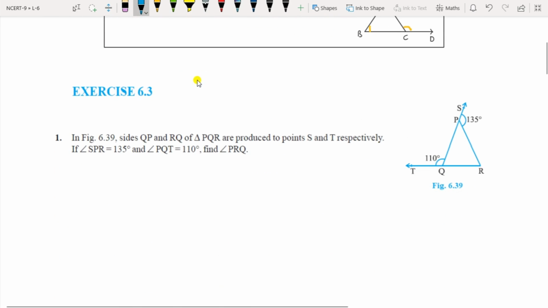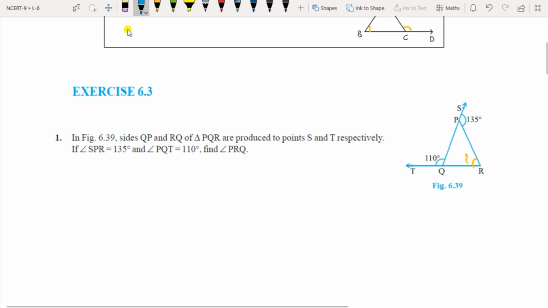So let us start with exercise 6.3 here. Triangle PQR has been given, and its exterior angles are PQT, that is 110, and RPS, 135. Okay. So we have to find angle PRQ. This angle we are going to find. This is PRQ.